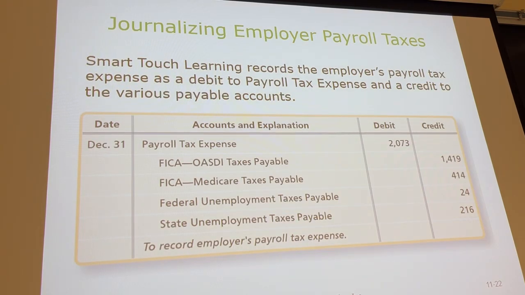Okay, here's how we would do the journal entry for the employer's taxes. So as I mentioned, in this case, it is actually a tax expense to the employer. So the account that we would debit would be payroll tax expense. And then here there would be 4 different accounts generally that we would credit. The first one would be for the employer's share of Social Security. The second one would be the employer's share of Medicare. The third one would be for FUTA, and the fourth one would be for SUTA.